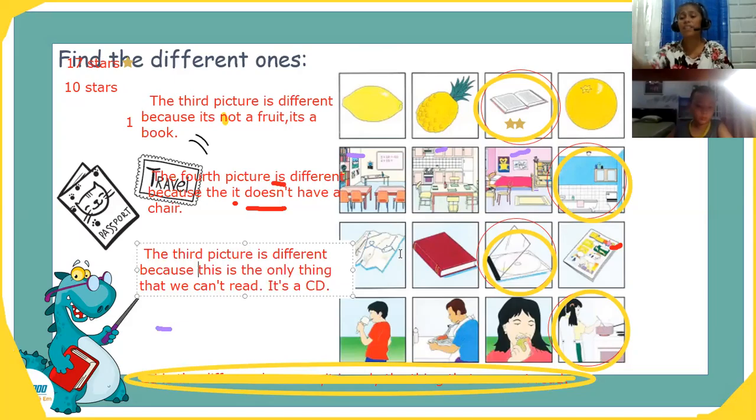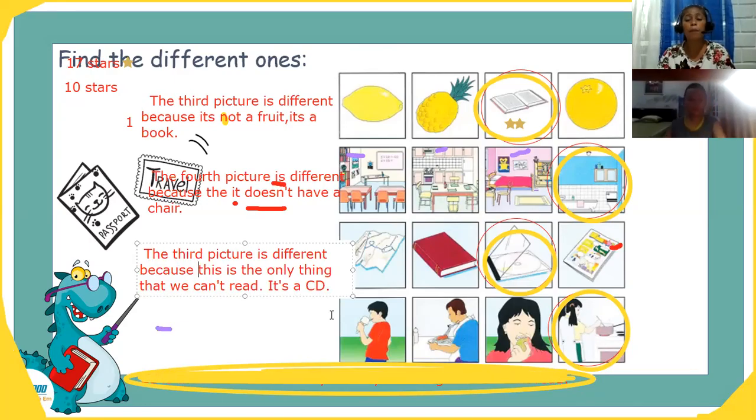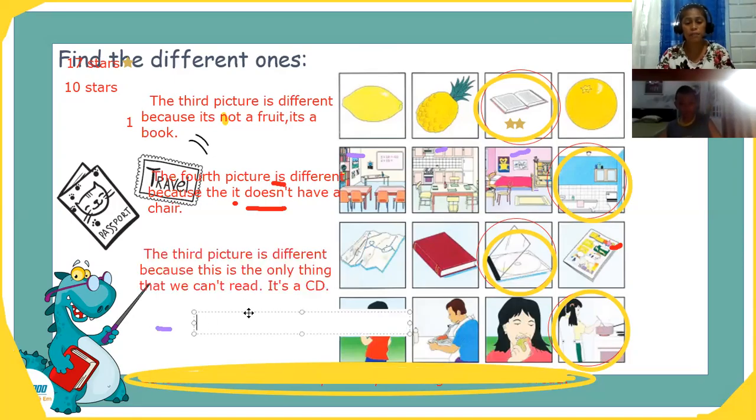Okay, the last one the teacher Ann told you is the fourth picture is different because she is cooking. The last picture is different because the girl in this picture is cooking. But the rest of the pictures here, they are eating. Okay, they are eating. I will write here the correct word. They are eating. You love to eat?